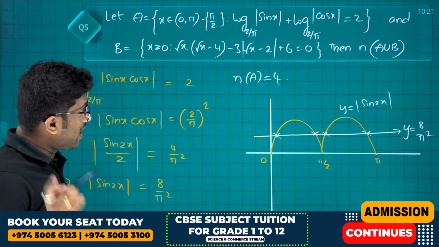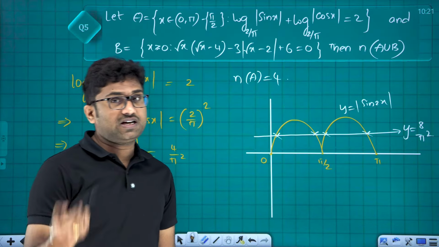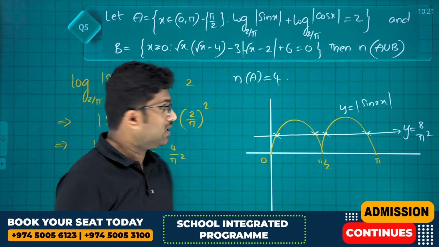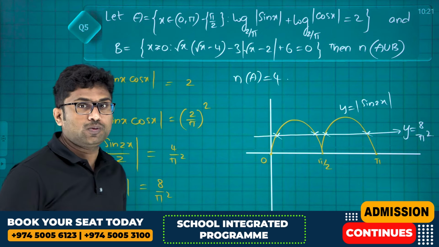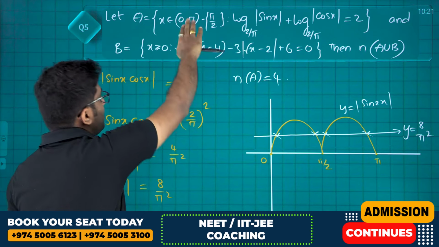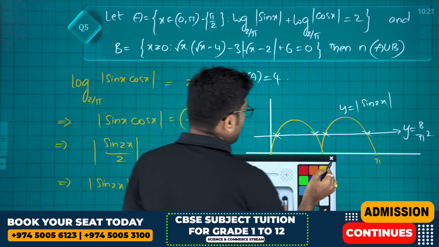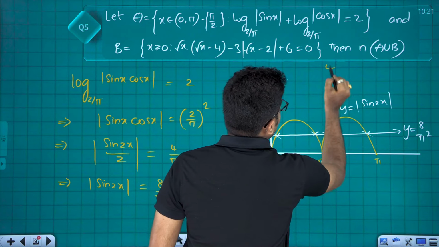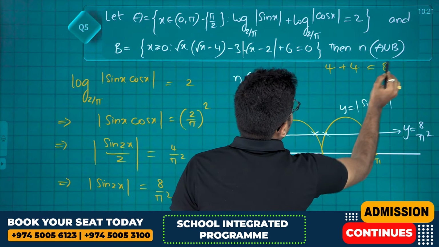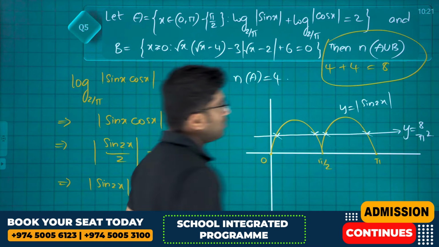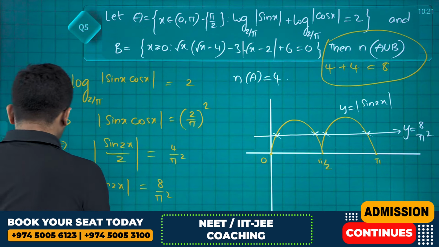Generally, n of A union B is equal to n of A plus n of B minus n of A intersection B. Do we have any elements in common to both? This is completely different and this is completely different. So no common elements. That means the number of elements in A union B is 4 plus 4, which is equal to 8, friends. 4 plus 4, which is equal to 8.